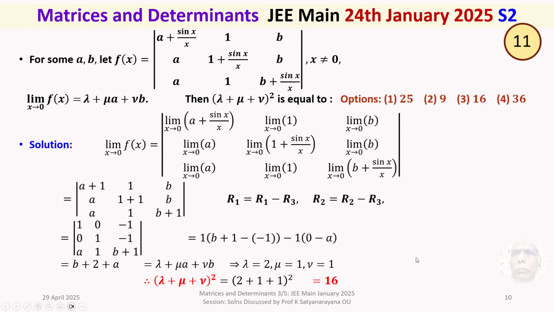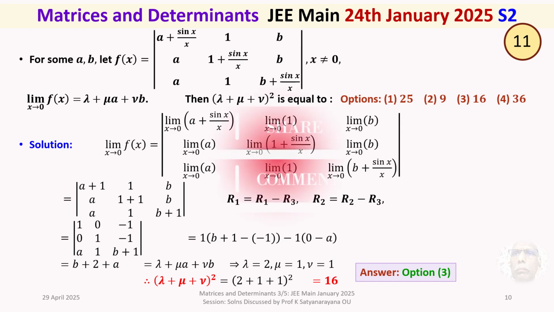Where is my answer? Against option 3. Therefore, the answer to this question is option 3. That is the detailed discussion of this simple and straightforward question.